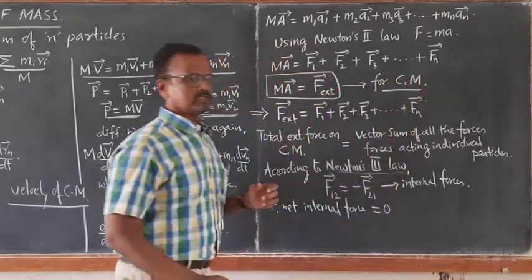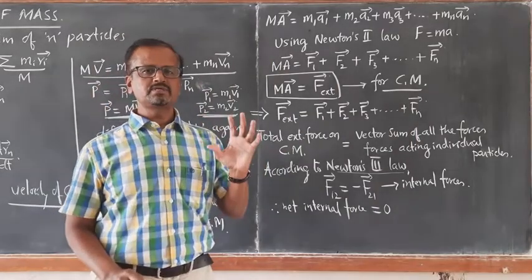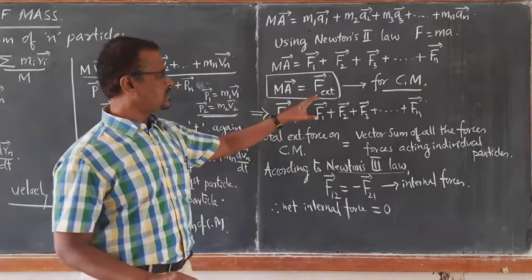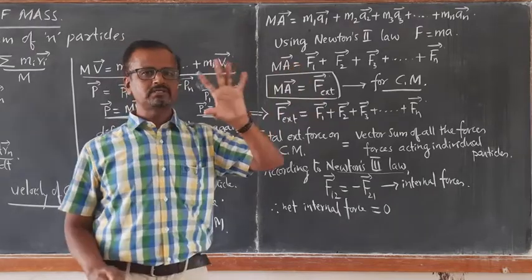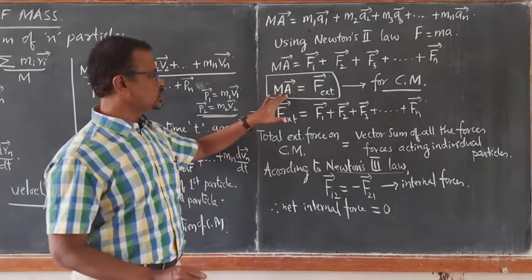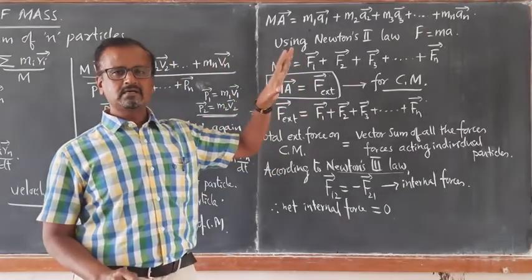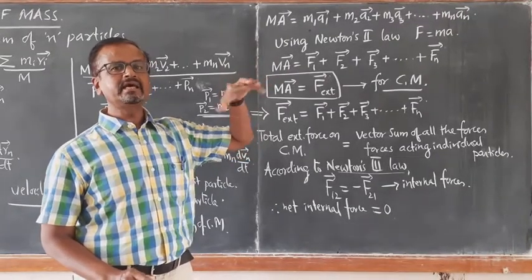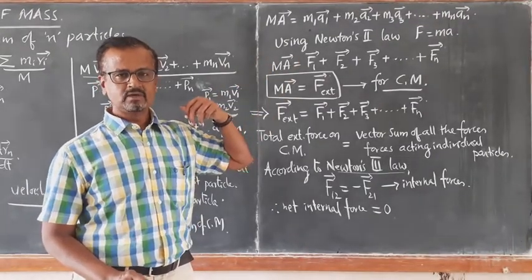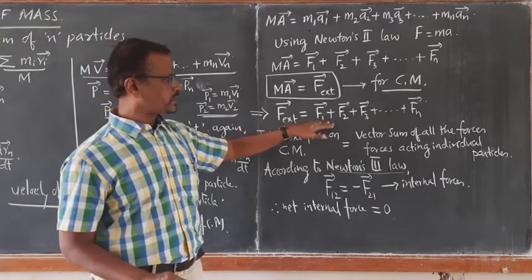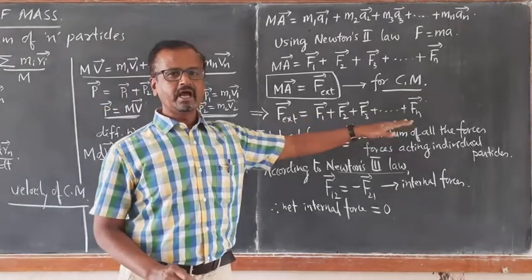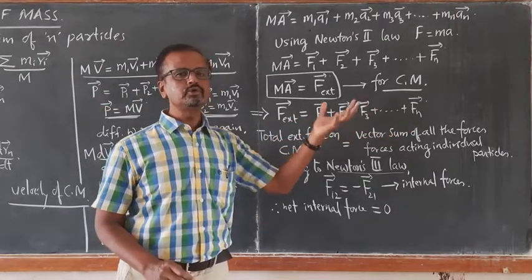So, it means if there is a force acting on the center of mass, then the external force acting on the center of mass is equal to the product of the mass of the entire body and the acceleration of the center of mass, which is also equal to the vector sum of all the forces acting on all the individual particles.